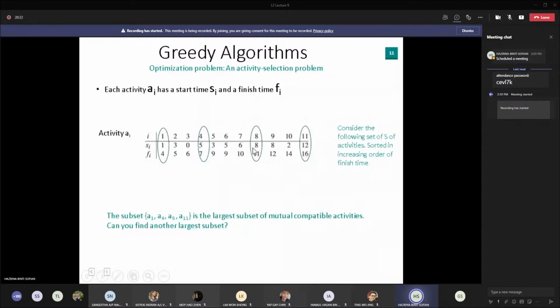Then once we finish at 7, we can start at 8 and finish at 11. The next activity can start at 12 until 16. So this is not the only maximum that we have. You can still find others if you try, but whatever it is, the maximum is 4 activities using greedy.